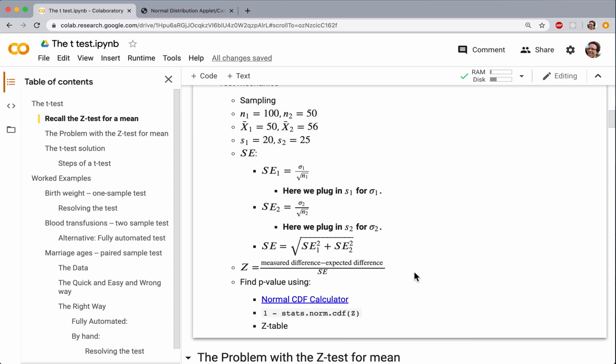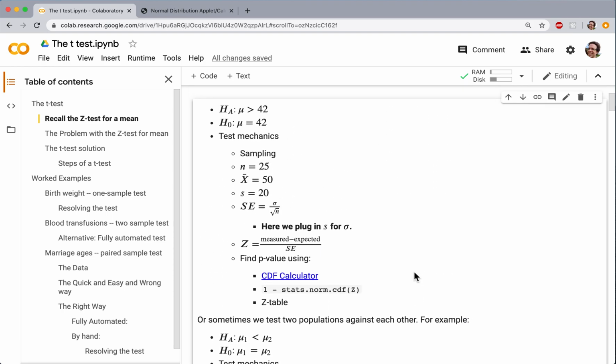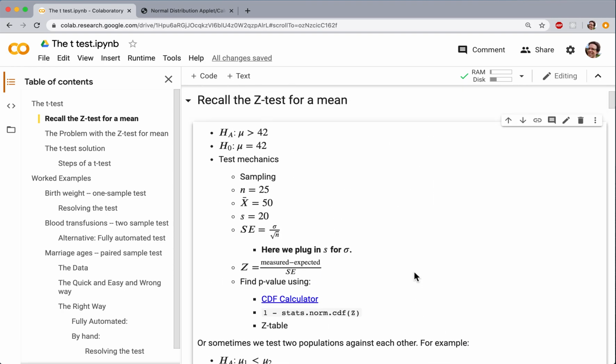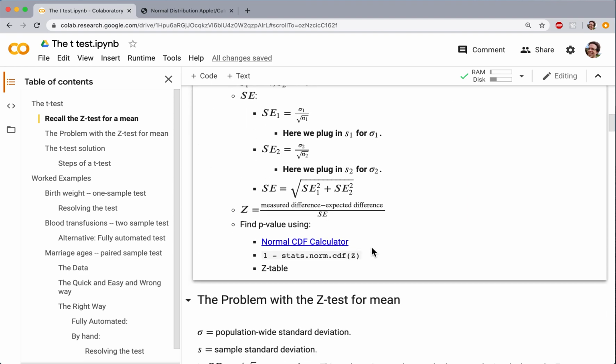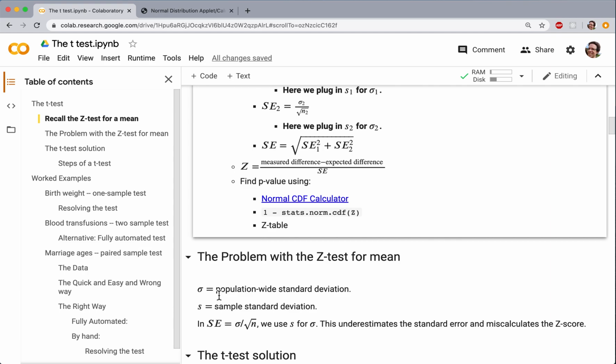Now, let's talk about the problem with the z-test. There is a fundamental problem with the way we calculate a z-test, a fundamental inaccuracy in the way that this works, and it's here in bold. The fundamental inaccuracy of the z-test is that we have a formula for the standard error, sigma over the square root of n, and we plug in s for sigma. Now, s is not sigma. s is the sample standard deviation. Sigma is the population-wide standard deviation. We should plug in sigma for sigma. We should know the value of sigma and plug that in.